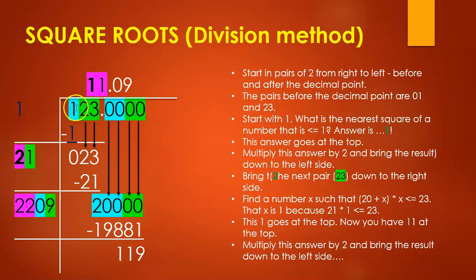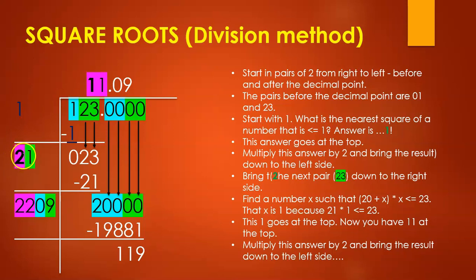Now we have to figure out the nearest square of this number that is less than or equal to 1. Based on that, the answer would be nothing but 1, right? 1 squared is less than or equal to 1. That answer, we move it to the top, and then we multiply this answer, which is 1, by 2 and bring it to the left side down.